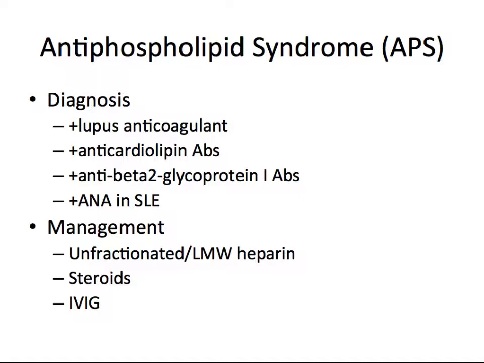In terms of the diagnosis of antiphospholipid syndrome, these patients will have a positive lupus anticoagulant. They'll be positive for anticardiolipin antibodies, anti-beta-2 glycoprotein 1 antibodies, and they may have a positive antinuclear antibody if they have a history of systemic lupus erythematosus. Management includes the use of unfractionated or low molecular weight heparin, steroids, and IVIG.